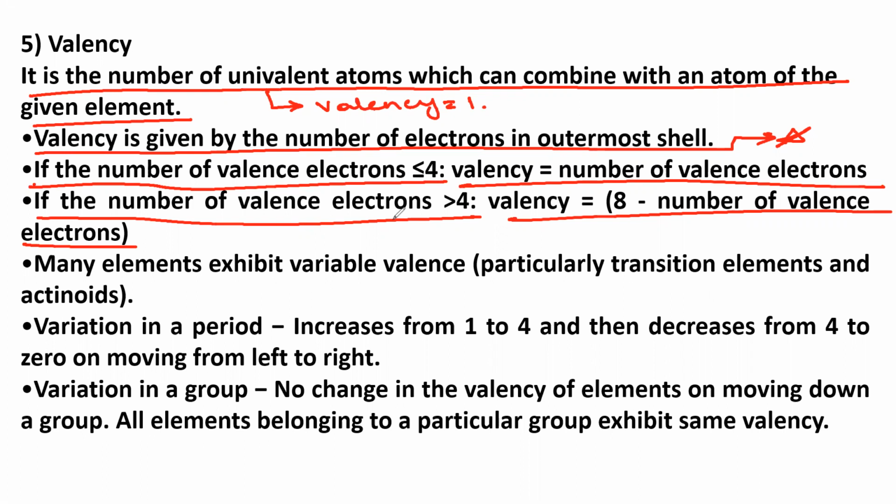As they have 8 valence electrons, their valency is calculated as 8 minus 8. 8 minus 8 is equal to 0. In that way, we got the zero group elements. So I hope it is clear now. So how to calculate valency?